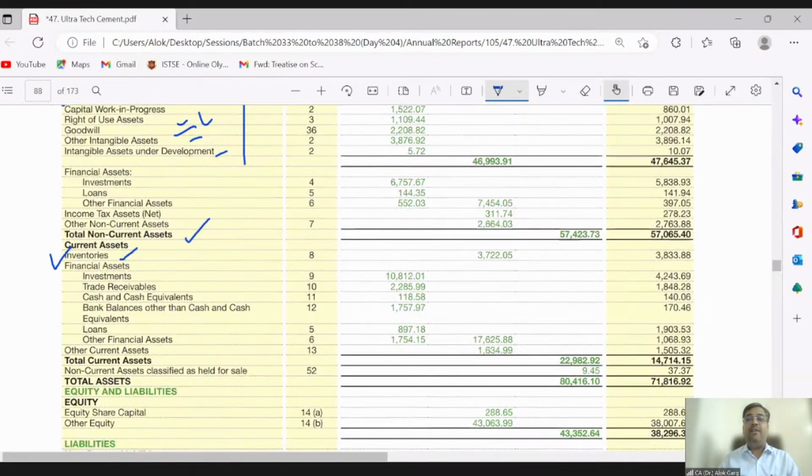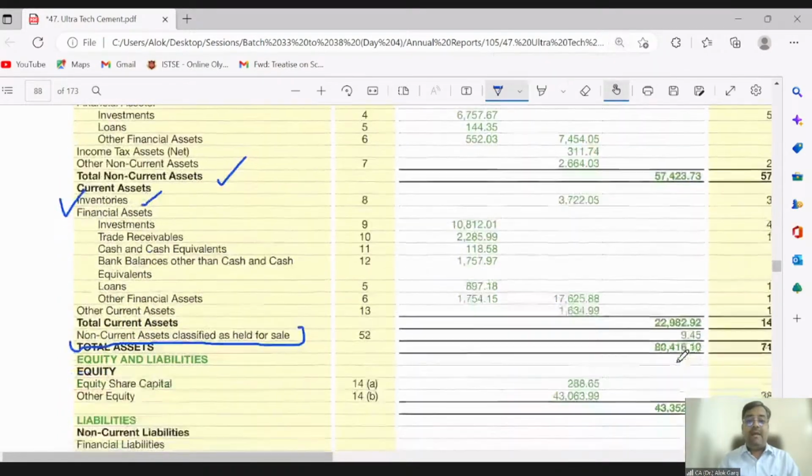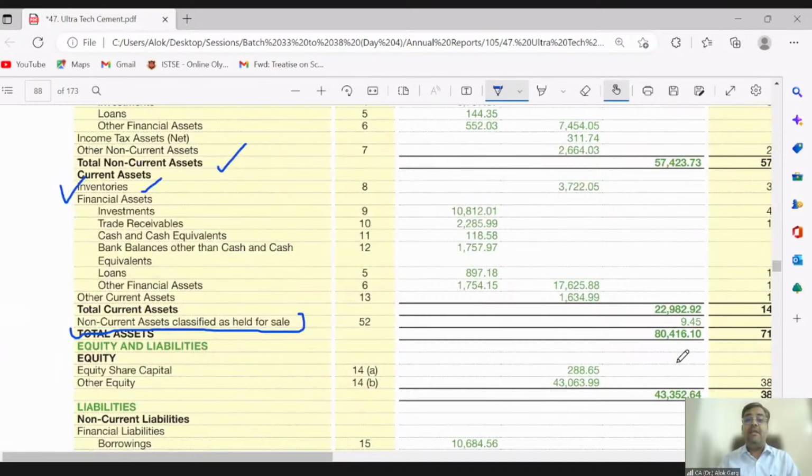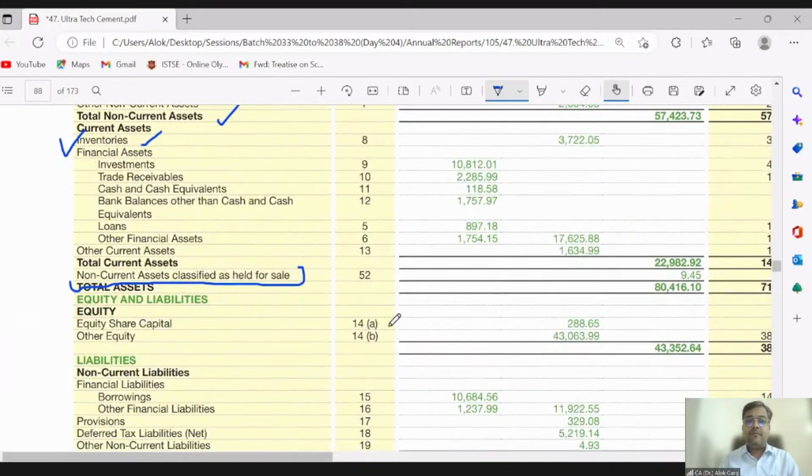properties, those factories, those buildings have to be shown under current assets, but in a different line item. And what is the different line item? The line item is non-current assets classified as held for sale. I believe you can see this balance sheet of Ultratech Cement Limited, which is a listed company.